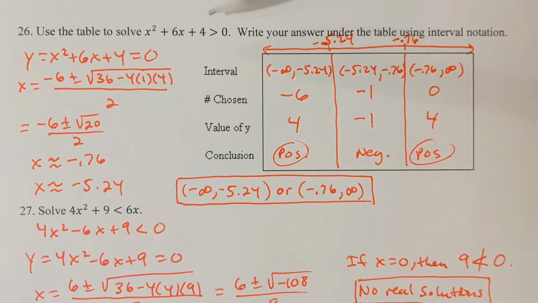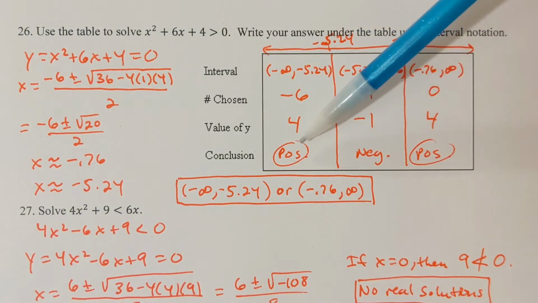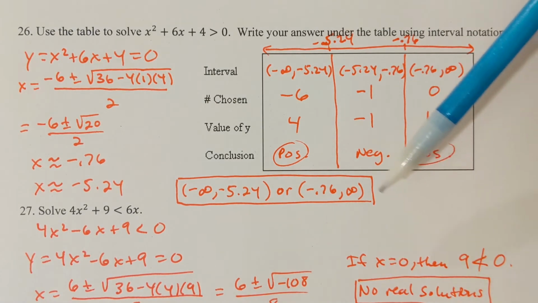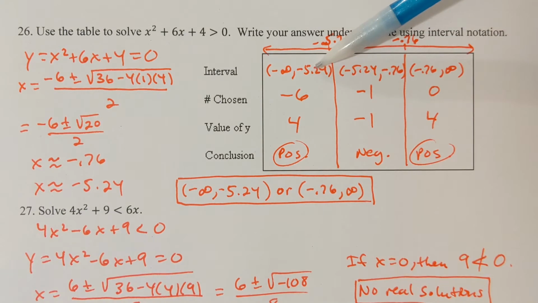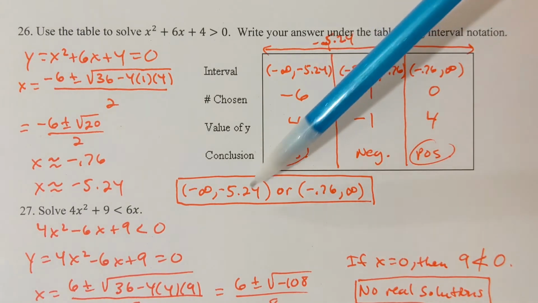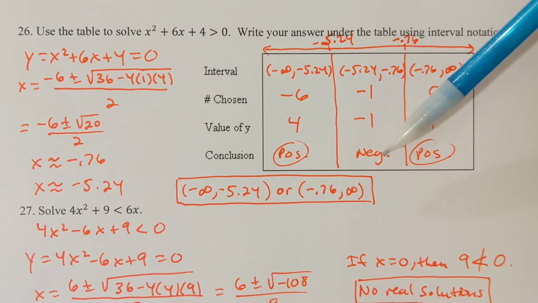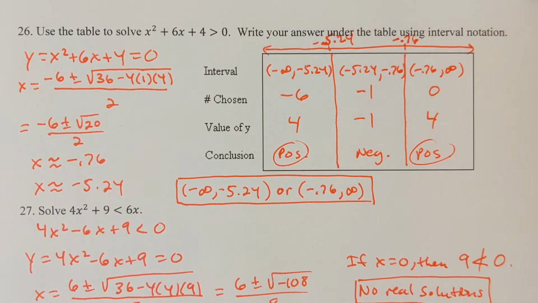Now, in my inequality here, I'm looking at an expression that is greater than 0. Numbers that are greater than 0 are positive numbers. So I'm going to want the two columns here that had a positive conclusion to be represented. Okay, so anything less than negative 5.24 or anything greater than negative 0.76 is going to make this original inequality be a true statement. Anything between these two numbers, in the middle column, we don't want because otherwise we're saying something that's false.